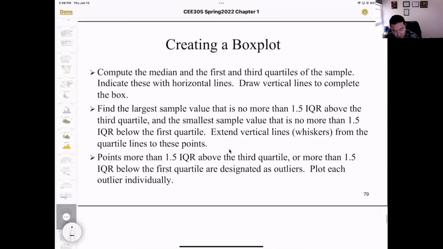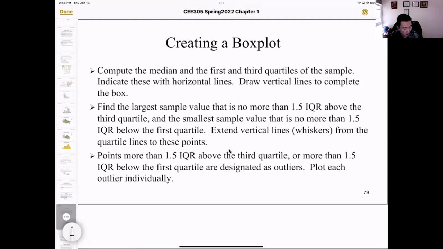And here are the steps to create a box plot. We'll quickly look over the steps and then show you an example. First we calculate the median, the 25th and 75th percentiles, so the first and third quartile. And then we draw vertical lines to complete the box.